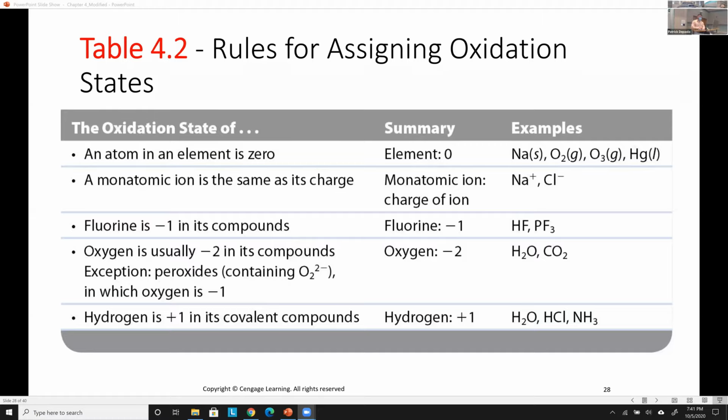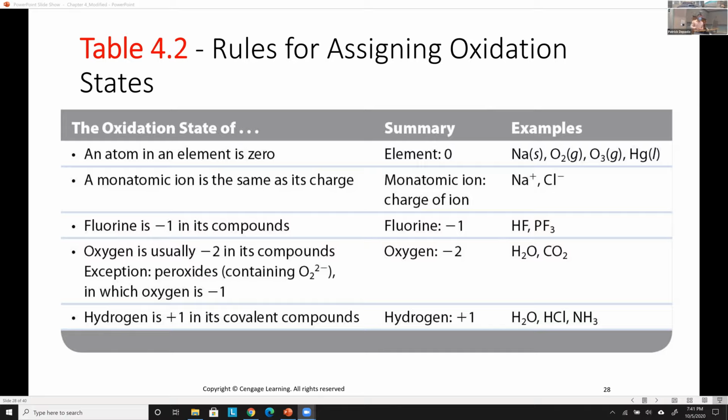Now, there are certain rules. We'll go over the first one. If an atom is in its elemental form, that means its oxidation state is 0. It's not reacting with anything. There's no need for it to have a charge. It doesn't have a charge. It's just a solid object by itself in its elemental form.